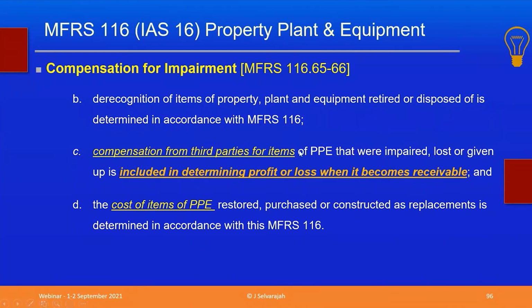Compensation for items that were impaired, lost, or given up is included in the profit and loss when receivable, and the cost of all PPE restored, purchased, or constructed as a replacement for damages. Sometimes some of your assets could be damaged and you are compensated for it. Maybe there are some assets that could be compensated. So all this will be determined in accordance with MFRS 116, the replacement.